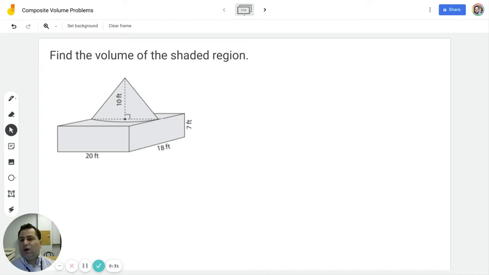So let's start with number one. Find the volume of the shaded region. The first thing you have to do is decide what you have. So I see a cone on top of a prism. So if I find the volume of a prism plus the volume of a cone, I should be able to find the total volume.